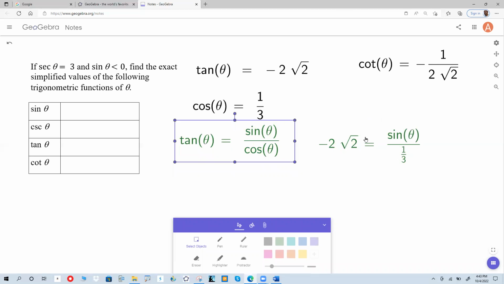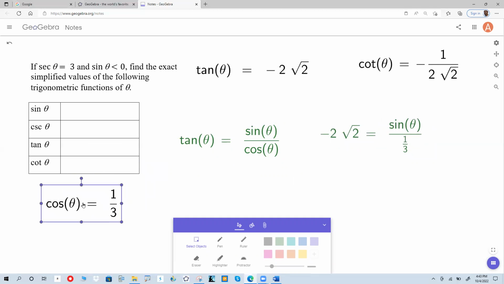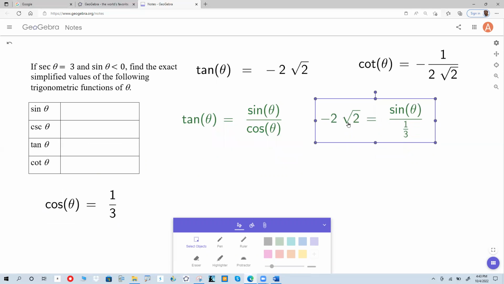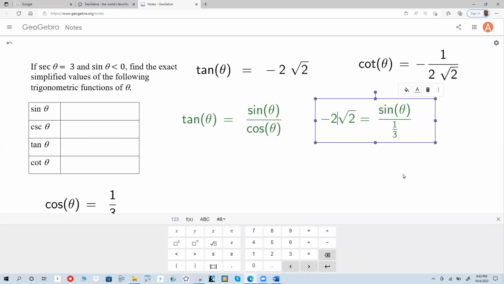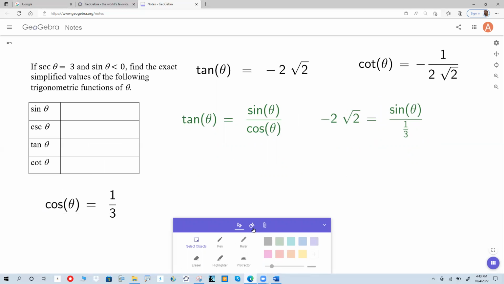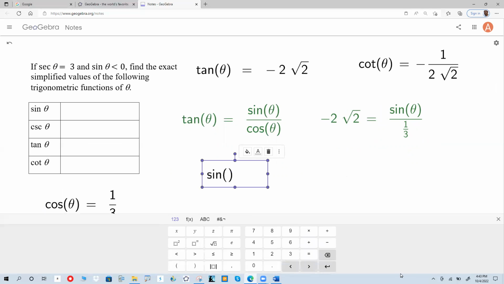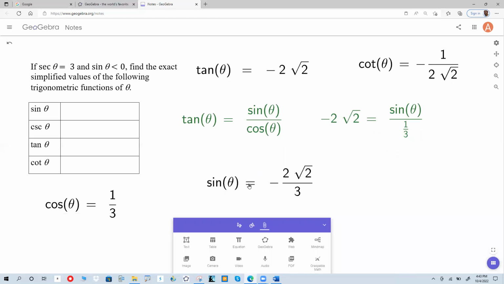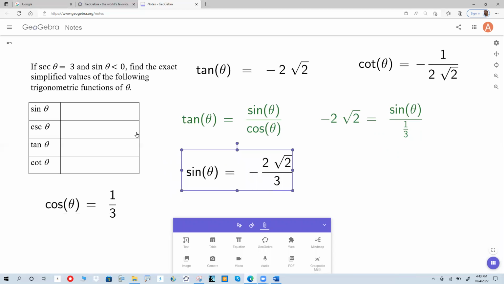So let's work on it. Now I do need a little bit of room, so I'm going to squeeze them up. All right, so my next line is sine theta is equal to 1/3 times -2 times radical 2. And that's what I get. That's the value of sine theta. It's an important result. It's one of the ones that I'm looking for.